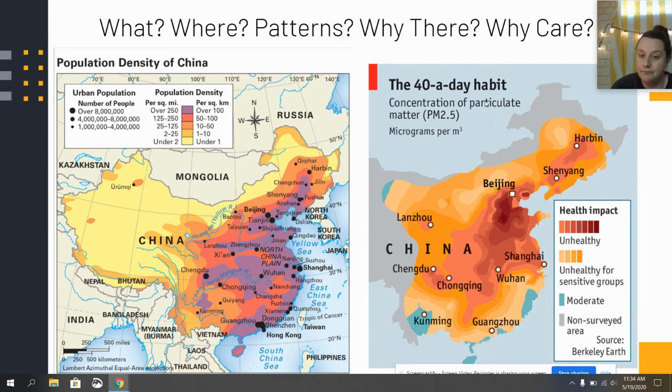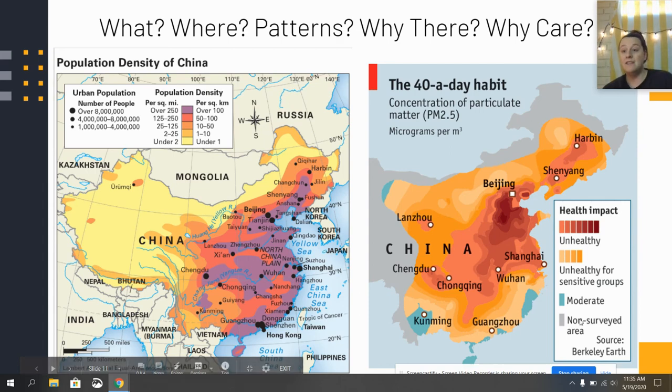So now let's look at this map. This is concentration of particulate matter, which is basically a way to measure pollution. Okay, air pollution to be exact. And so if you look at this map now, you can see that the darker the color red, the more severe of a health impact that air pollution has on the people living there. And you can see the oranges is showing that it's unhealthy for certain groups, but the red is basically indicating it's unhealthy for all humans, right? And then you can see the blue is a moderate level of a health effect. And then finally, the gray is not surveyed.